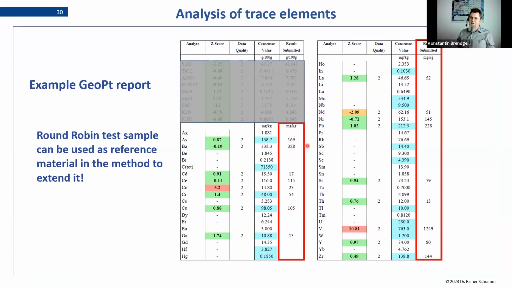Now, when you participate in these round robins, in the end, you get this report as well. And the interesting thing is that with these samples, we have something that is a perfectly viable secondary standard. So what we usually do at the end of the report, we take those samples and we put them into our existing trace methods. So this is one way to get more calibration standards for your application, which is always a good thing.